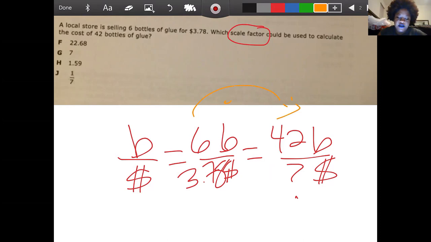So what number do we multiply by 6 to get 42? And your answer is 7. So you multiply by 7. Your answer is going to be G. All right, so that's just scale factor. Don't solve. Just set up your ratios, what you're comparing, and then you'll be able to find the scale factor.